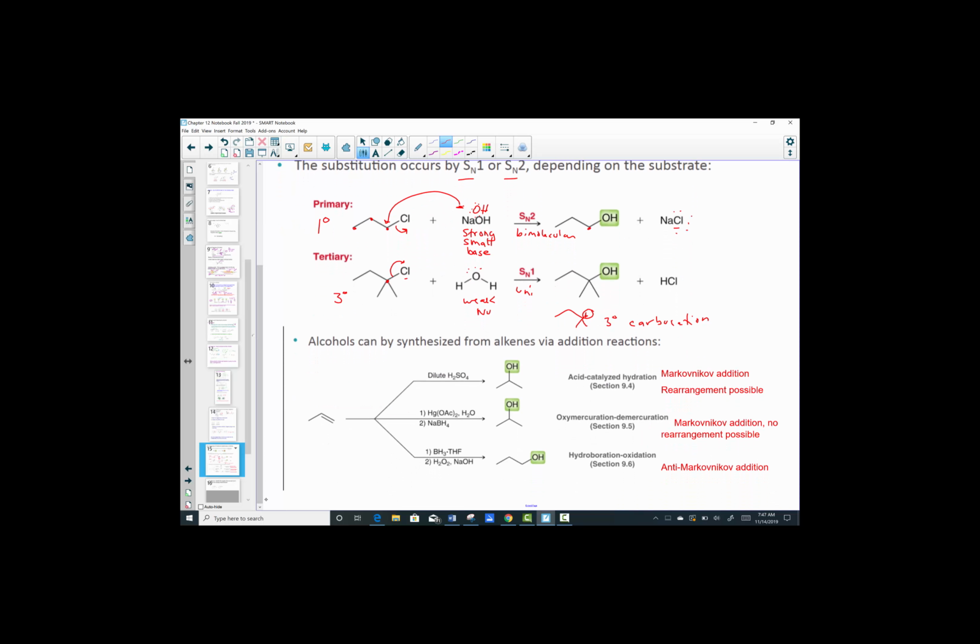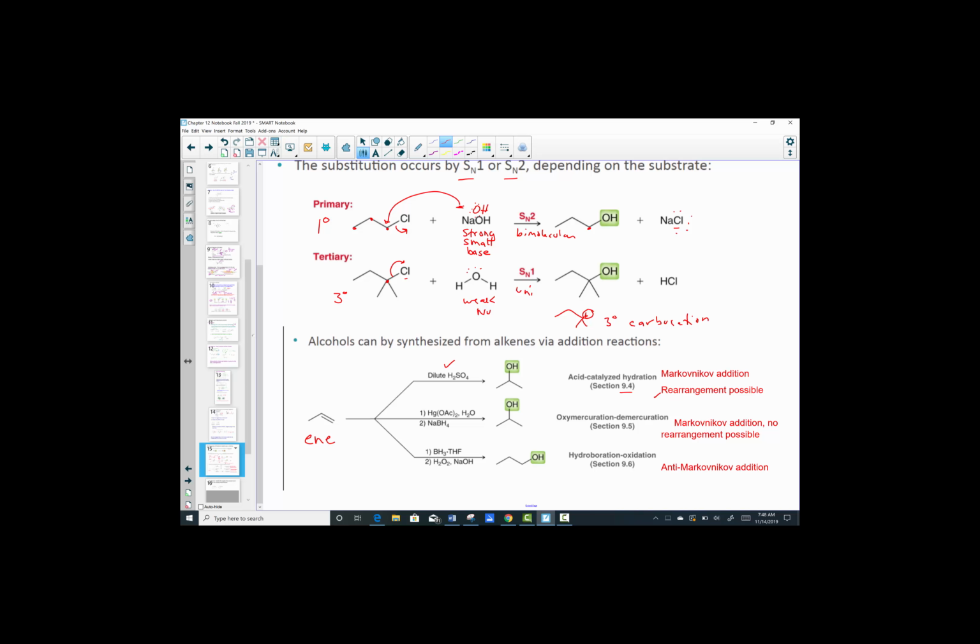And the other came again directly from our last chapter. These are the same tools from our synthesis chapter. Starting with an alkene, we could have an acid catalyzed hydration. Acid catalyzed hydrations are Markovnikov additions, but they have a possibility of a rearrangement. Check out section 9.4 as review.